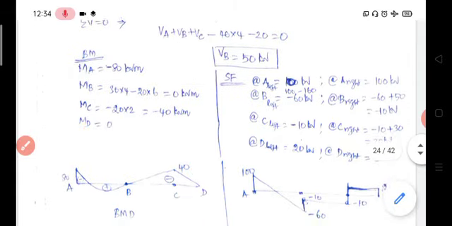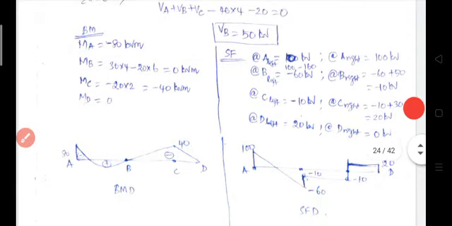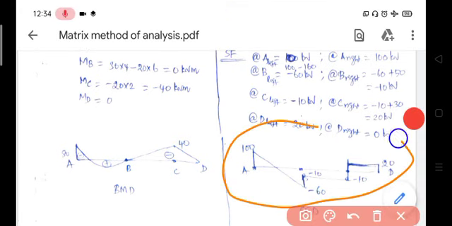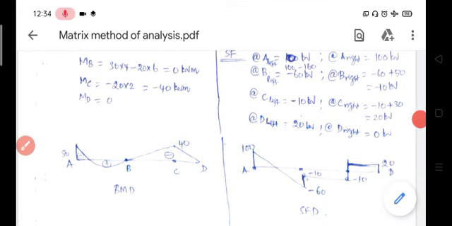Then draw the shear force diagram. At A on the left side is 0, on right is 100. At B, left side is minus 60, right side is 10. Then at C, left side is minus 10, right side is 20 kilonewton. At D, left side is 20, right side is 0. So, this represents the shear force diagram.